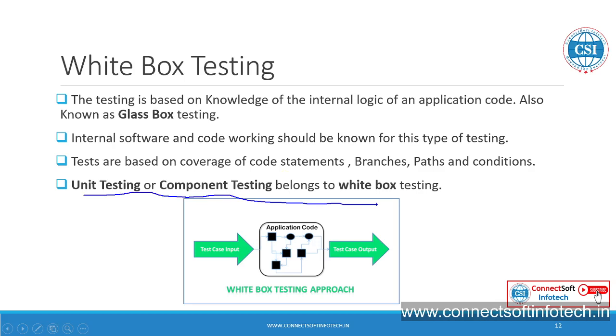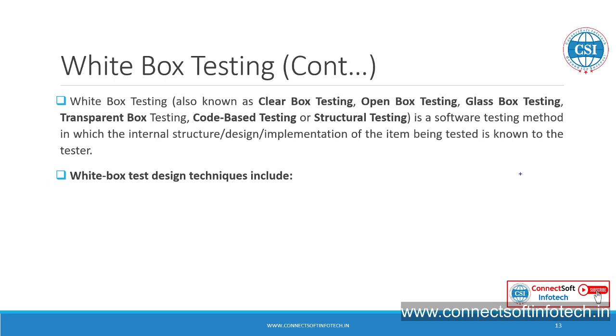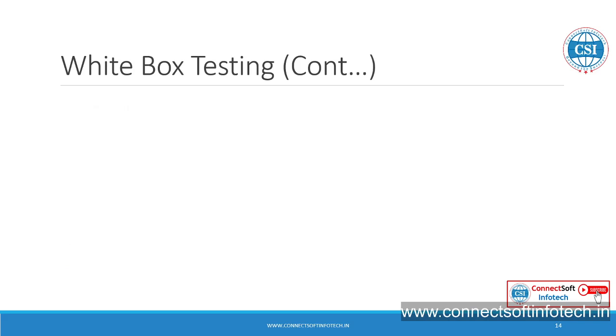Unit testing belongs to white box testing, right? So what is the developer going to test? They are testing the coverage of the code: statements, branches, paths and conditions. So this is clear box testing, open box testing. White box testing design techniques are control flow testing and data flow testing. These are the techniques used by the developers.